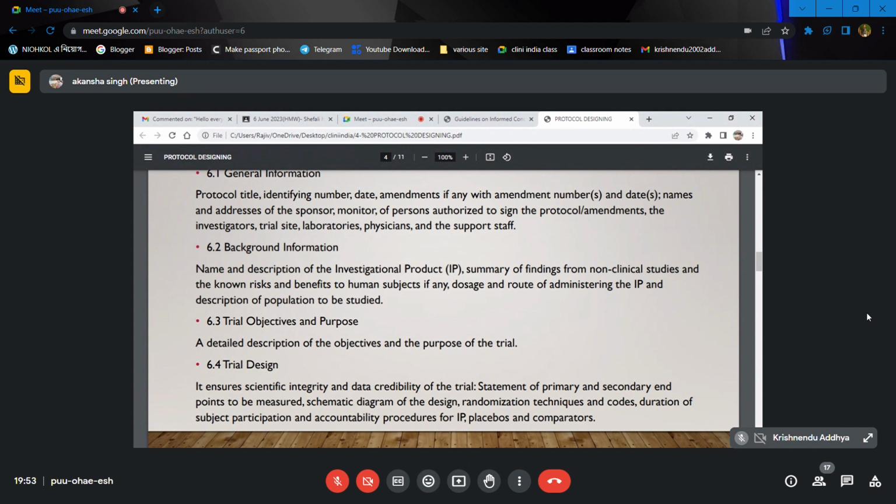Then we have trial objective and purpose. What will be the aim of your trial? What is the objective of the trial will be there in this. Next is your trial design. What kind of pattern are you going to follow? If you are doing an observational study, we have different types of explanation. If you are following an experimental design, where you are giving some intervention to the subject, we have different designs. What randomization technique you are going to use, everything will be there in the trial design.